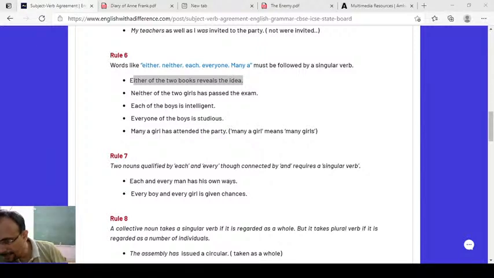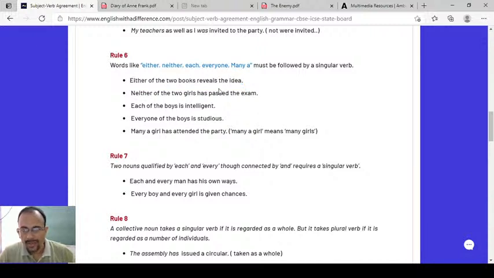Yes, Sandhya, reveals. Very good. So reveals is the verb here. See, what is the tendency of most of the people? They will see the subject which is closer to the verb. Which is the subject closer to the verb? It's books, right? So books is plural. So the people will think the verb will also be plural, like either of the two books reveal that idea.